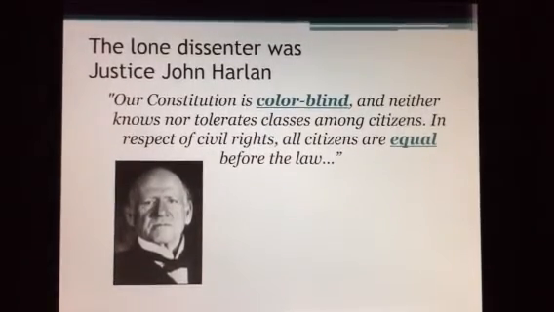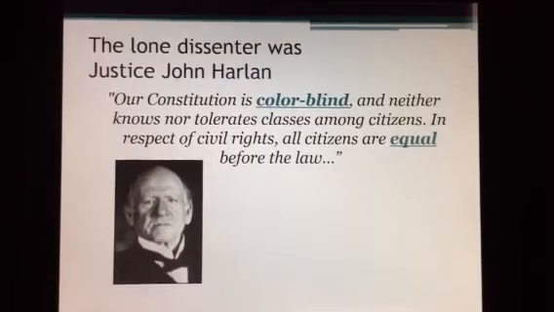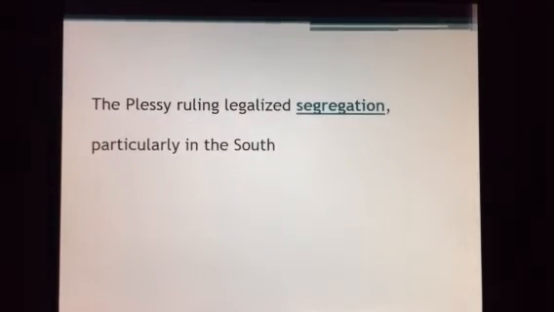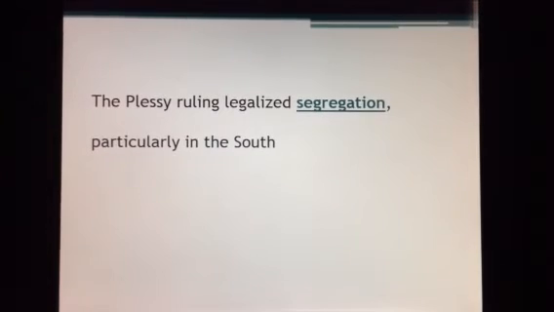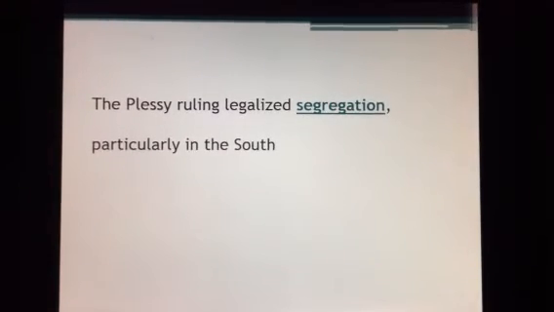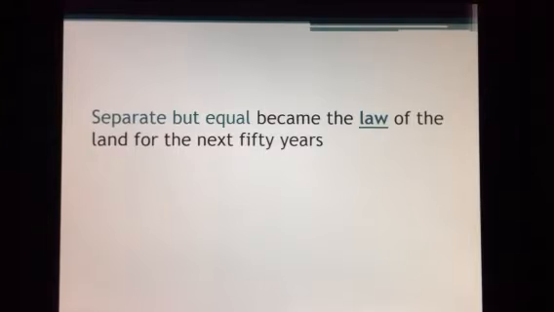Good for Mr. Harlan. He was the lone dissenter in Plessy versus Ferguson. So what this ruling did, it basically legalized segregation throughout the South. For the next 50 years, separate but equal was the law of the land.